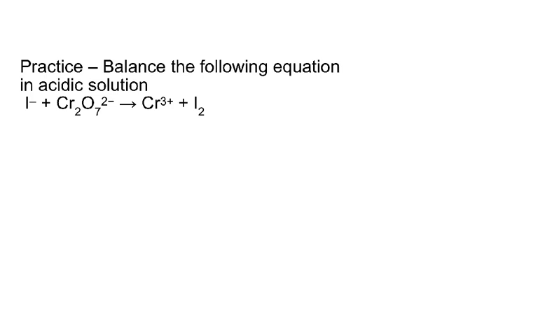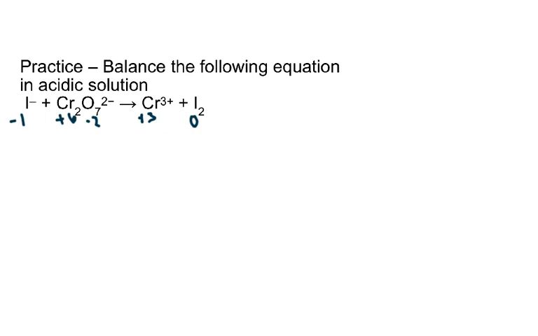Okay, now I would recommend pausing the video and seeing if you can work through those steps by yourself, and then I will work through it as well. So balance the following equation in acidic solution. So step 1 is assign oxidation states, figure out what is oxidized and reduced. So our iodine is a -1. Our oxygen is a -2, so that's -14 for the oxygen, needs to add up to -2. So I have -12 left over. Then there are 2 chromiums, so each chromium is a +6. Chromium on this side is a +3, and iodine is a 0.